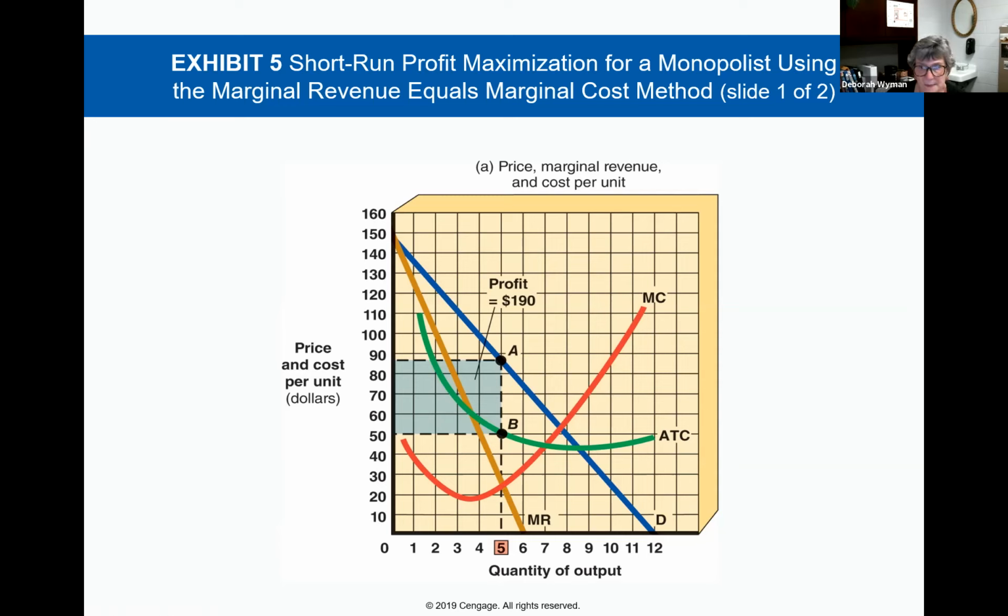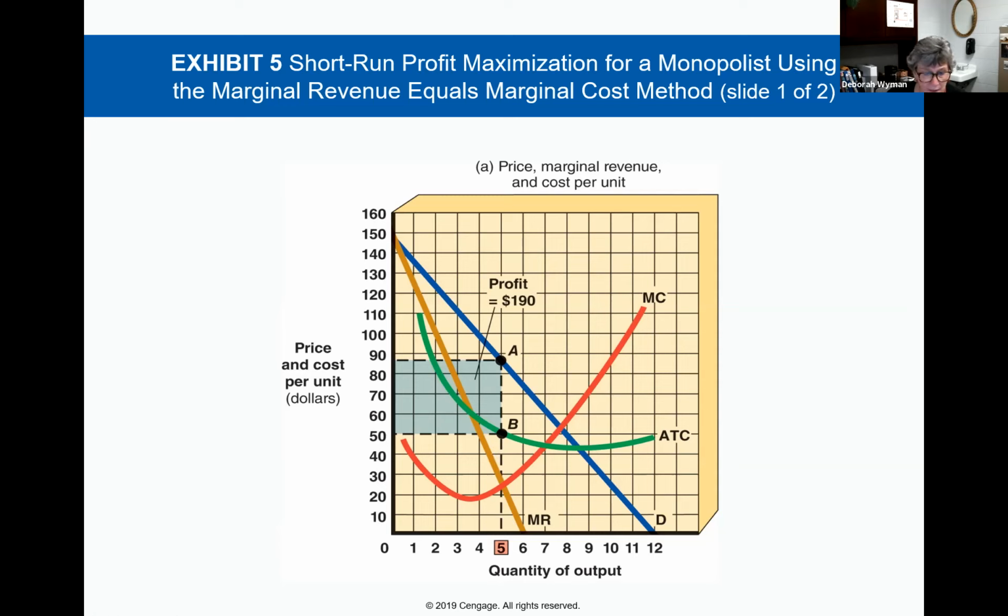So the profit maximizing price is $88, which we can see right here. It's just below the 90. And that's where price and cost per unit intersect with the demand curve, which is this letter A. The average total cost is $50. This was given to us in the information showing the graph, because this is where ATC is $50 at 5 units. So this is $50 right there.